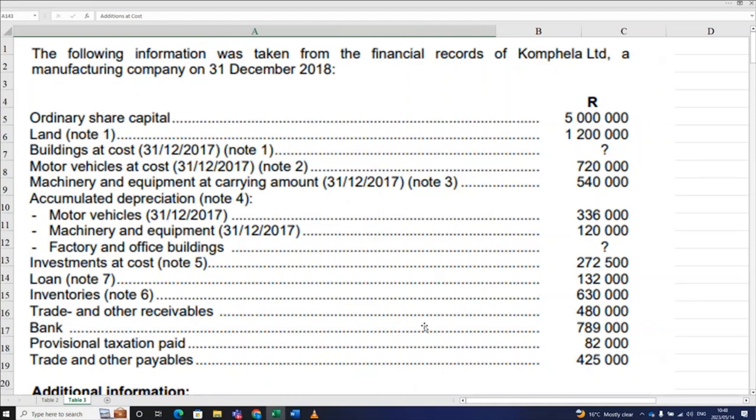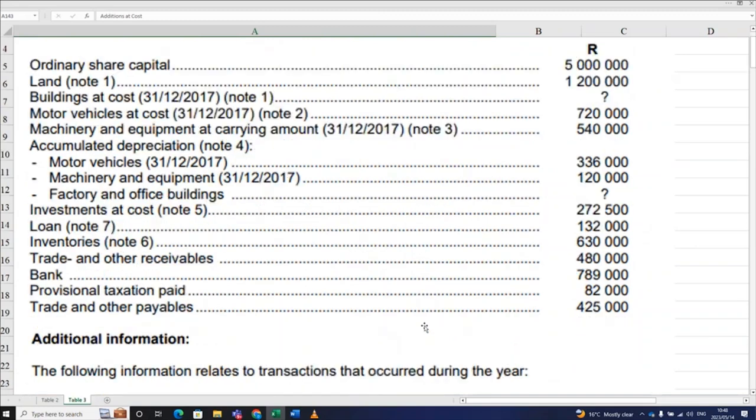Okay. The following information was taken from the financial records of Komphela Limited, a manufacturing company, on 31 December 2018. Ordinary share capital is 5 million. You've got land at 1.2, buildings at cost, okay. Machinery and equipment at carrying amount, all right. Accumulated depreciation of the different assets, investments at cost, loan and inventories, trade and other payables, bank, provisional taxes paid, and trade and other payables.